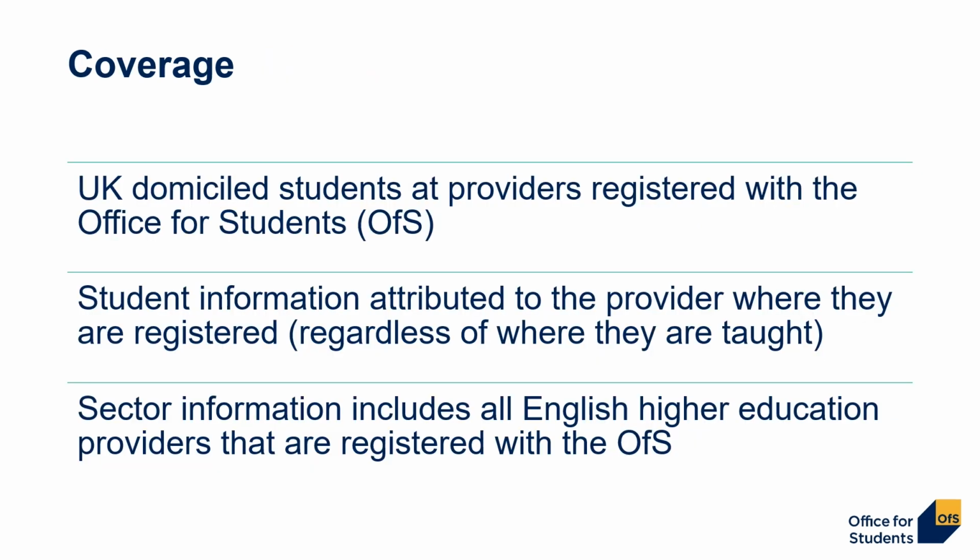The data covers UK domiciled students studying at providers registered with the Office for Students at the time of publication. Information about a student is attributed to the provider where they're registered, which for some students will be different from the provider where they are taught. Information about the whole sector includes data from all English higher education providers that are registered with the OFS at the time of publication. The measures report the latest 6 years of data available at the time of publication.